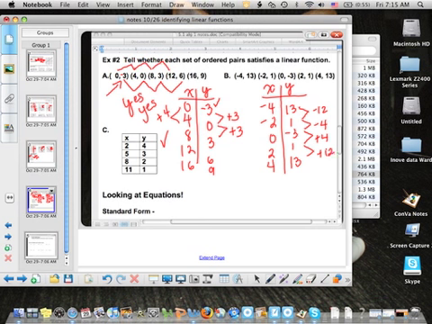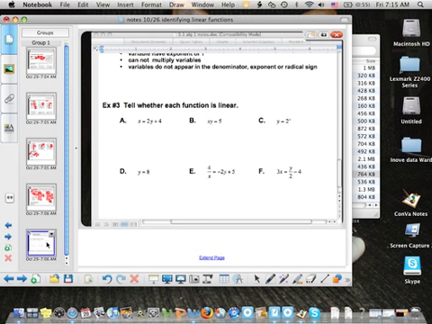Our x's are changing consistently, going up 2 every time. So this is a function because there's no repeat in the domain, but it would not be linear because there's not a constant rate of change. Our friend on C is a yes and yes. It is a function and it is linear because of the changes that are happening there. It is consistent.